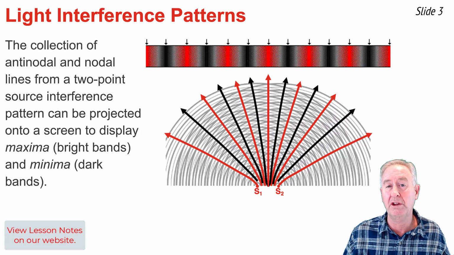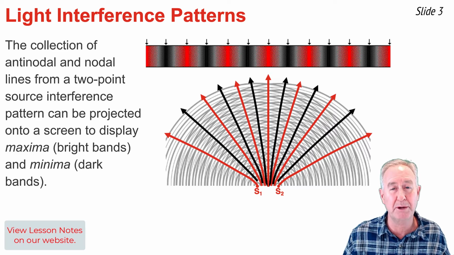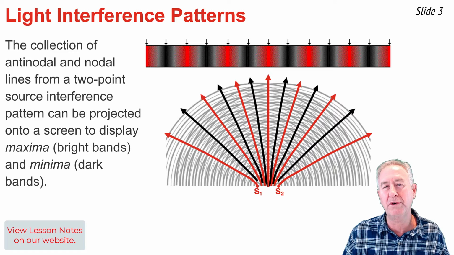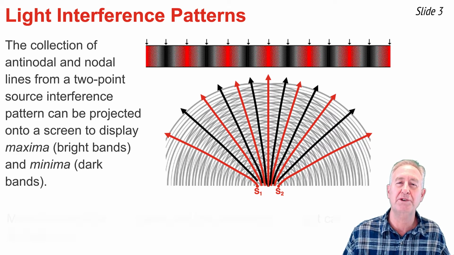Wherever an antinodal line lands on the screen, you'll see a bright spot, sometimes called a maximum, because light from one source is constructively interfering with light from the other source to produce a point of maximum intensity. Wherever the nodal lines land on the screen, you'll see a dark spot, because light from one of the sources is destructively interfering and canceling out the effect of light from the other source.